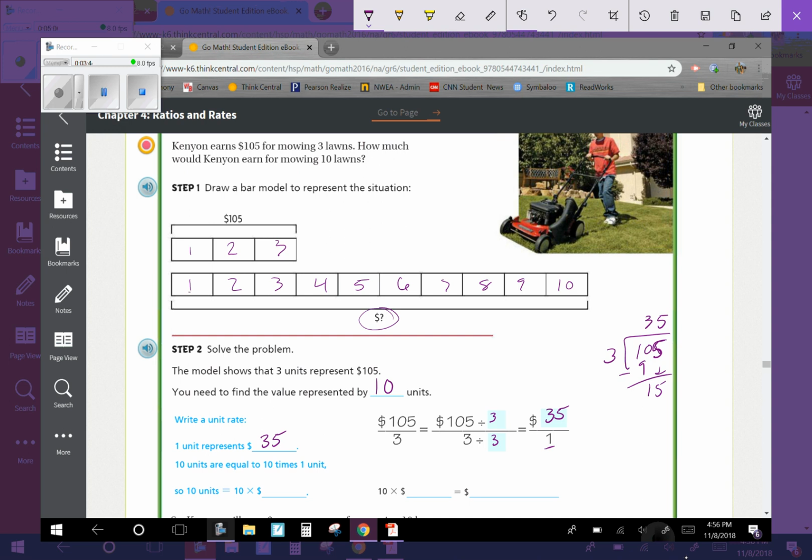So now each of these units here is $35. Every single one represents $35. So now we're just going to take 35, 10 units are equal to 10 times 1 unit, so 10 units equals 10 times. We just said 1 unit represents 35, so we're taking 10 times 35. 10 times 35 is 350. So Kenyon will earn $350 for mowing 10 lawns.